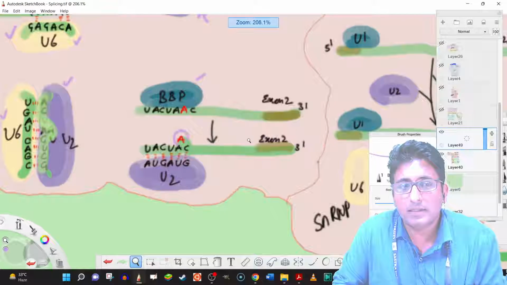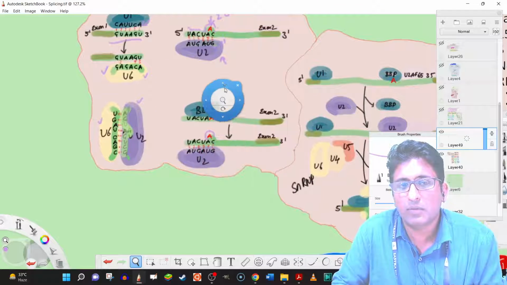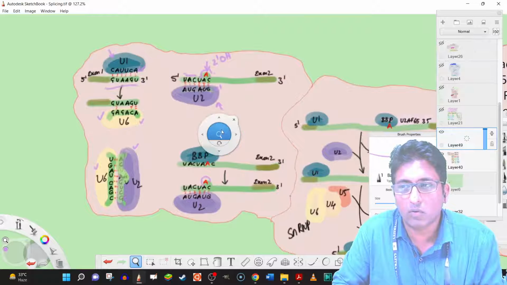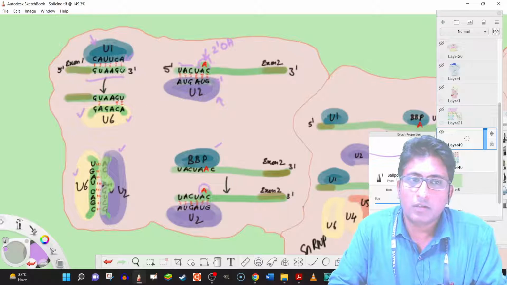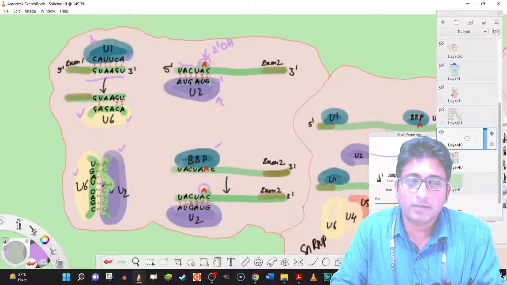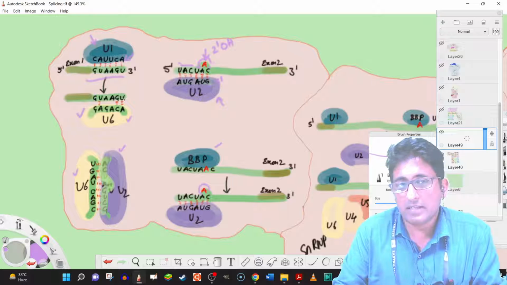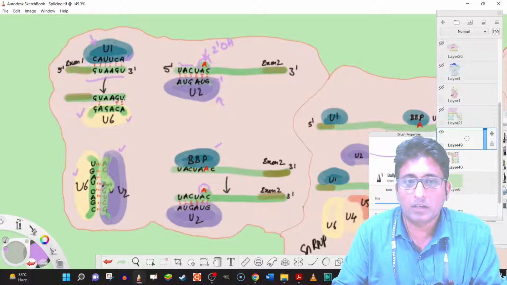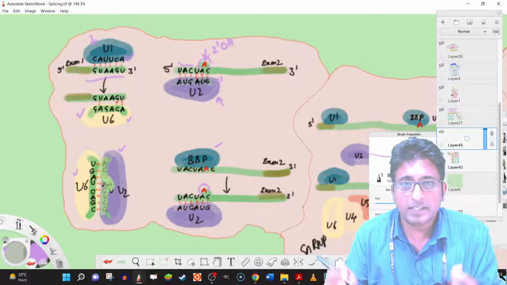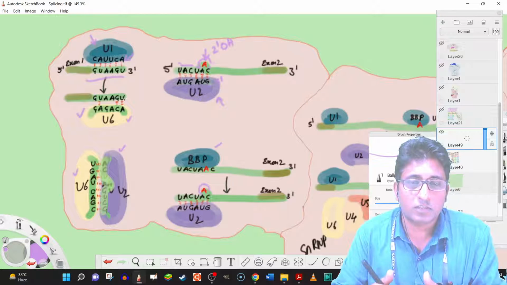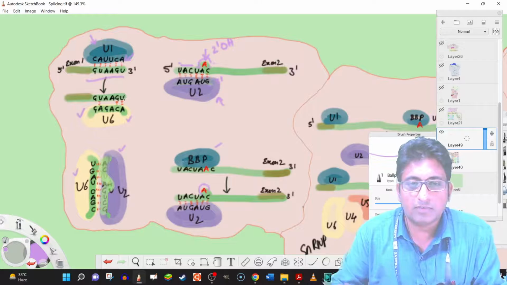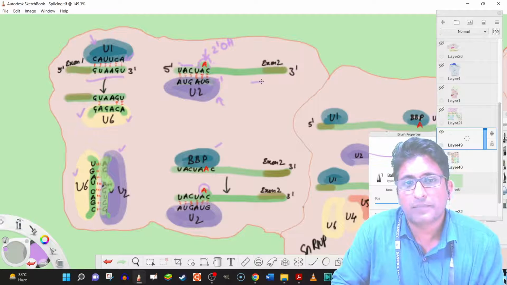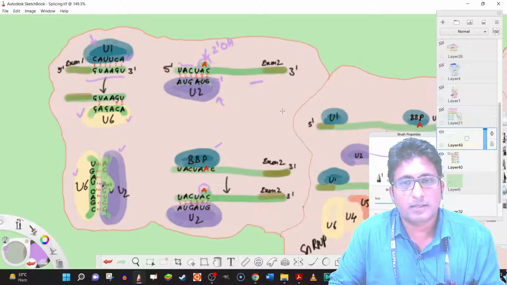So as we can see, the RNA components play an important role in the splicing itself. U1 and U6 are recognizing the 5' splice site. The branch site is recognized by U2 and BBP, and U6 is bringing the branch site and 5' splice site into close proximity. And we also have U2AF 65 and 35 that recognize the 3' splice site.